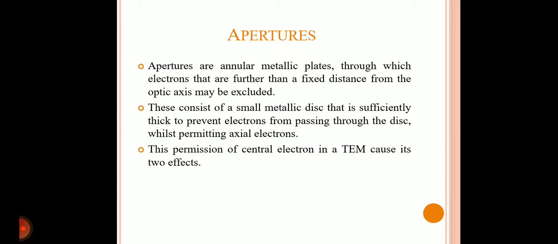Next are apertures. Apertures are annular metallic plates through which electrons that are further than a fixed distance from the optic axis may be excluded. These consist of a small metallic disc that is sufficiently thick to prevent electrons from passing through the disc, whilst permitting axial electrons. This permission of central electrons in a TEM causes two effects simultaneously.